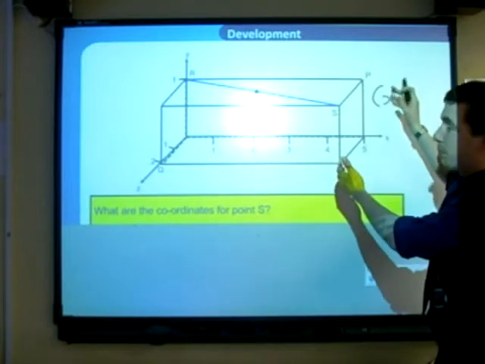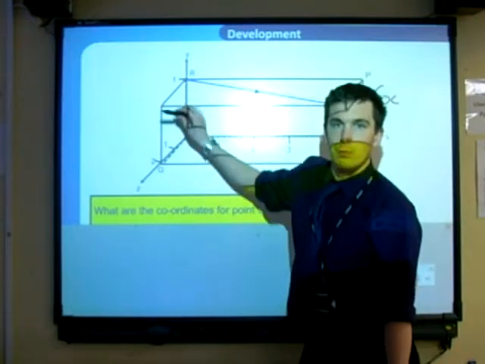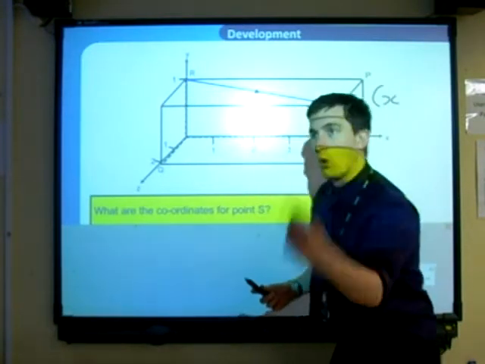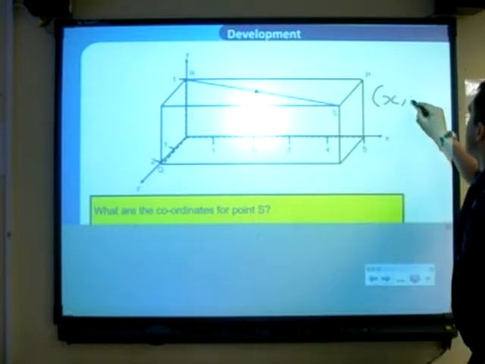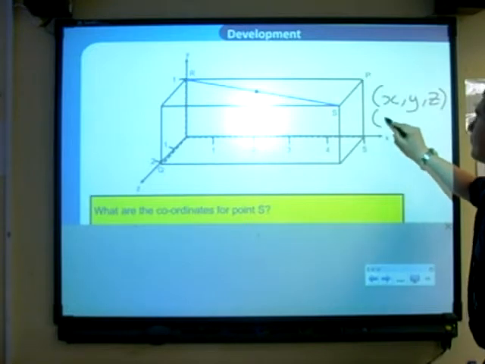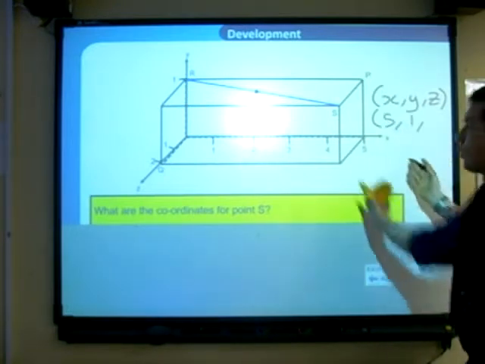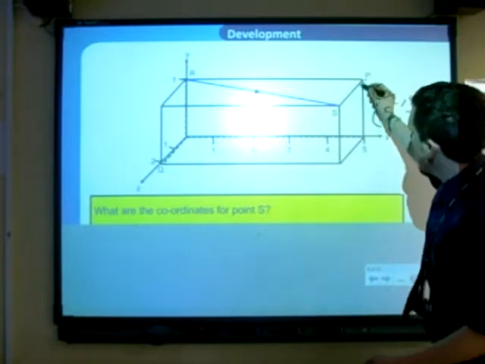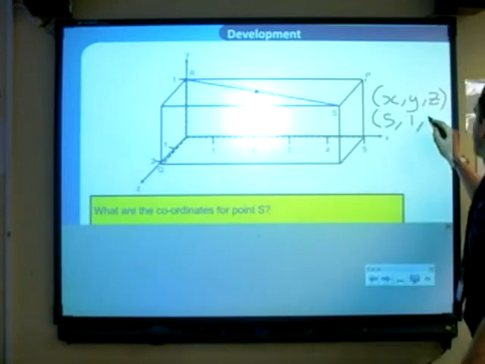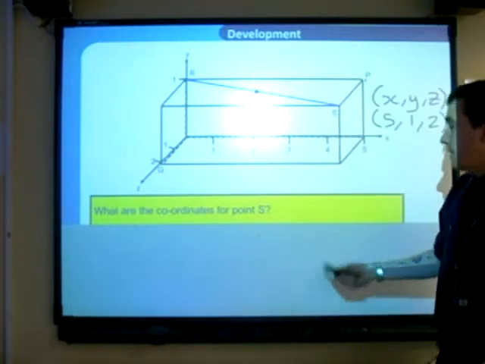How far are we going up? Again, it doesn't look like we're going all the way up, but it's the way it's drawn to look 3D. We are going all the way up. 1. So let's put them in. So we've got 5 for x, 1 for y, and then coming out, we're coming out all the way out, if you can imagine that. 2. Because it says on there. So there's our coordinate for S.